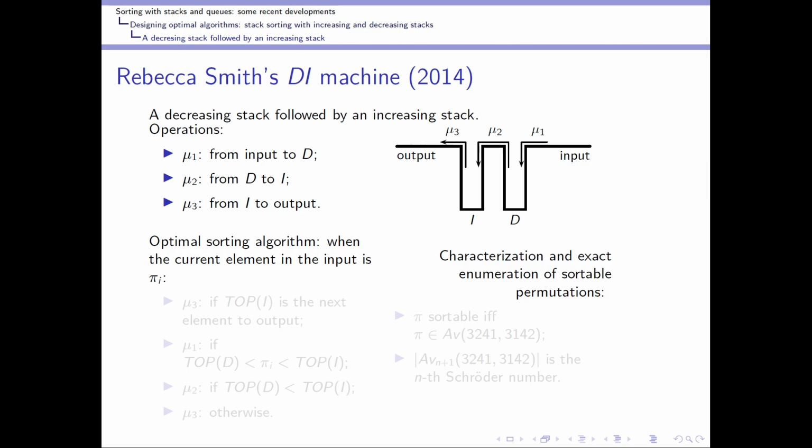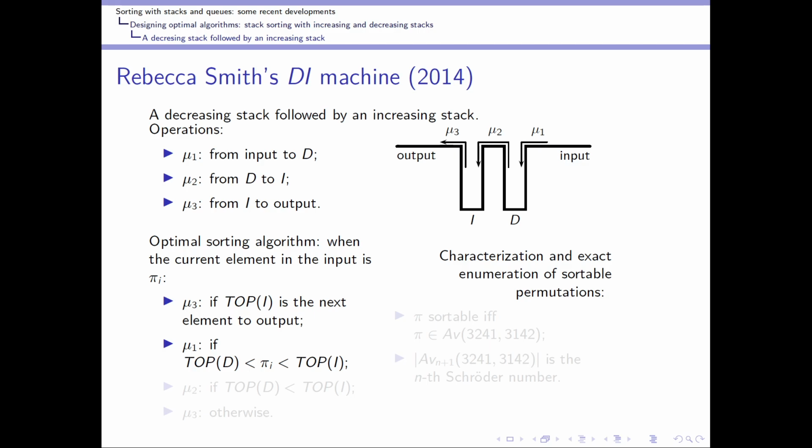The algorithm works as follows. The first thing that you try is to see if you can perform μ3, in case the top of the increasing stack is the next element to output, of course. If this is not the case, you try to perform μ1. And in order to perform μ1, you have to check these 2 inequalities. The first inequality is obvious because D is a decreasing stack, so what you put at the top of this decreasing stack has to be smaller than the actual top of the decreasing stack. The other inequality is slightly less obvious but reasonable.